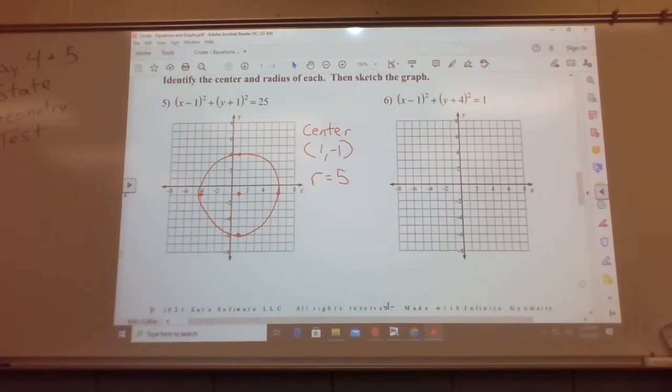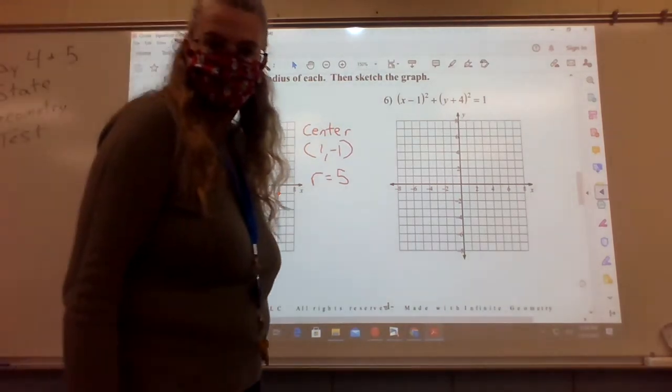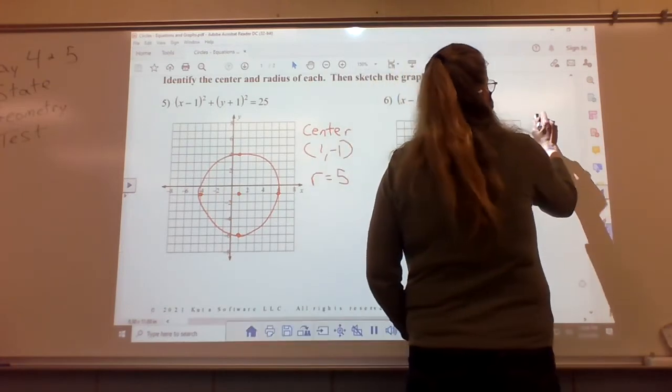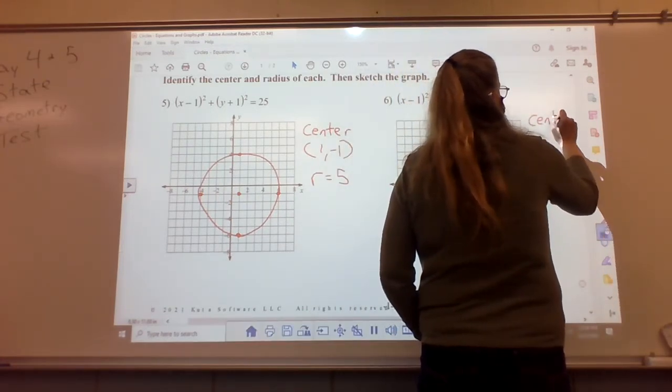So 6, you're going to do the same thing. Figure out the center, figure out the radius, and then graph it. So take a moment, try number 6. Will the radius just be 1? Yes.